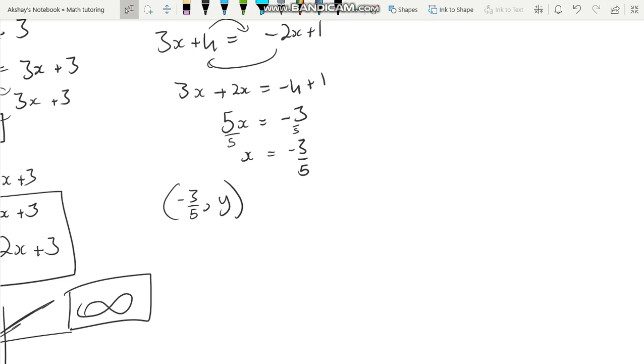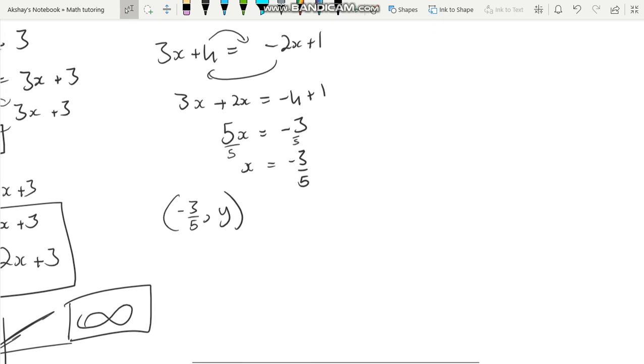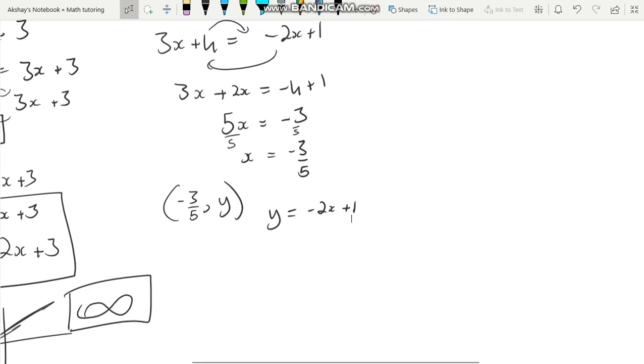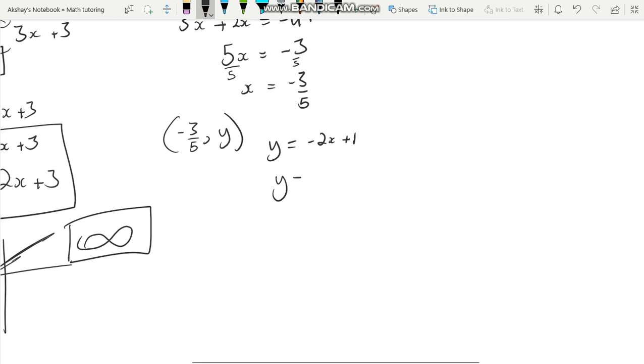I have my x coordinate now, but I also have to find the y coordinate for my intersection. To find that, I can use my function. It would be easiest to use y is equal to negative 2x plus 1 in this case. So I know x is equal to negative 3 divided by 5. I plug that into my function, so I have negative 2 times negative 3 over 5, plus 1.